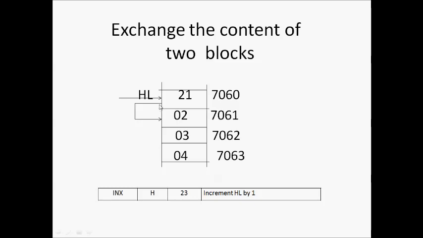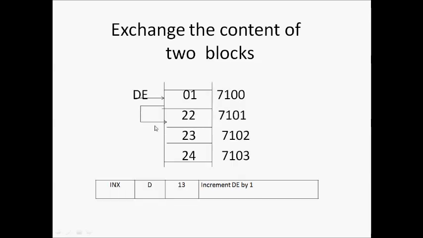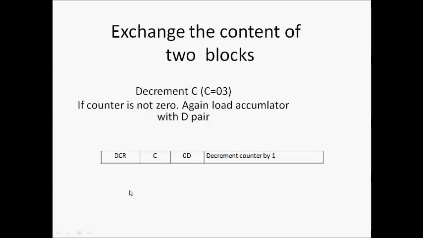In the HL pair, the microprocessor pointed to 7060 and now increments by 1, so it points to 7061. In the same way, we increment the DE pair with the help of INX D. Then decrement counter C with DCR C. The first time we put C equal to 04. If the counter is not 0, it again loads the accumulator with the DE pair content.